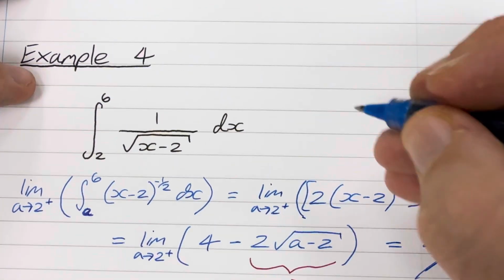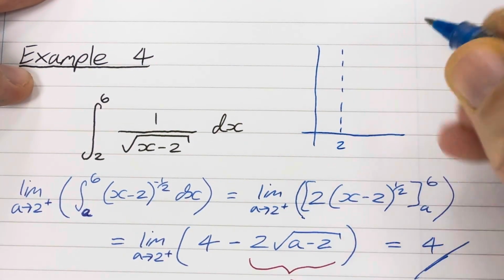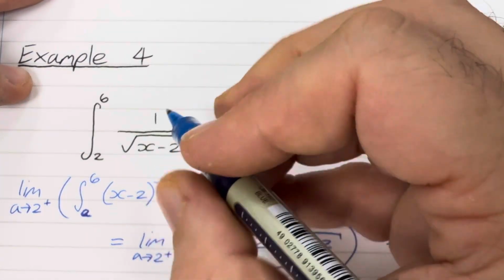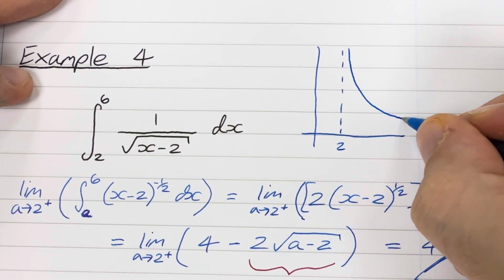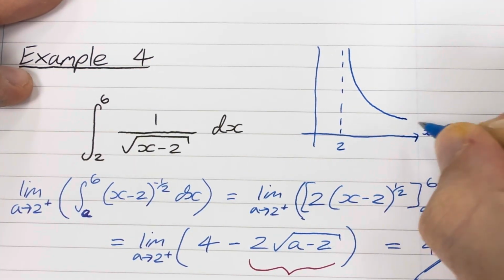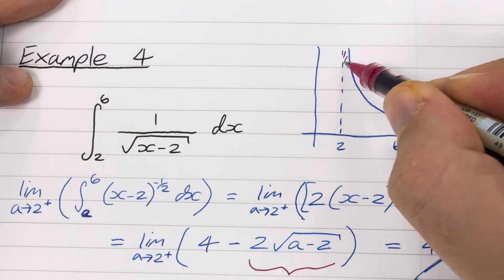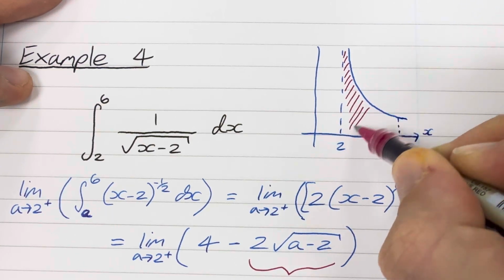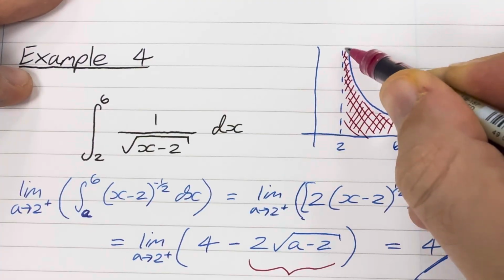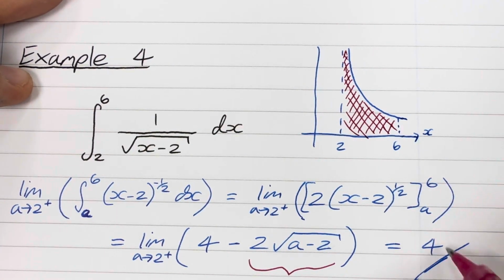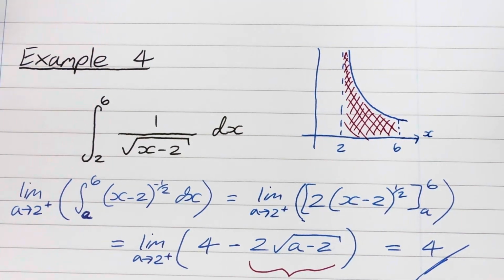If you were to sketch this graph, then you'd have your vertical asymptote at 2. It's there, and it's positive all the way because your positive square root, that's above the x-axis. It's going to be something like that. And then there's my 6. What we've done is we found that this area here, the area between the curve, the x-axis, and the two lines, x equals 2 and x equals 6, is a finite area in this case, and it's the number 4. So this area here, infinite perimeter, yes, but finite area of 4.